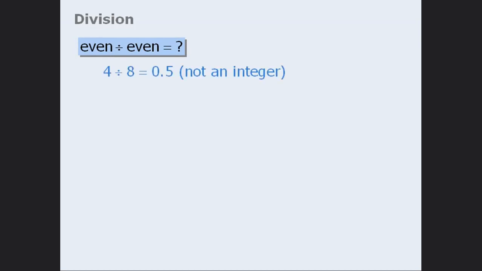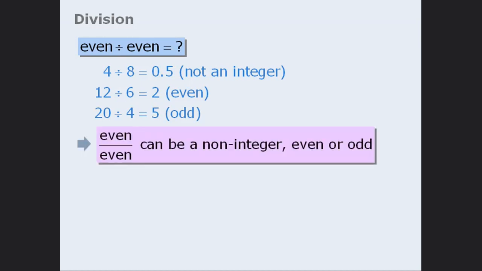For example, when we divide 4 by 8, we get 0.5, which is not an integer. However, when we divide 12 by 6, we get 2, which is an integer, and an even integer at that. And when we divide 20 by 4, we get 5, which is an odd integer. So it appears that when an even number is divided by an even number, the result can be a non-integer, or an even number, or an odd number.